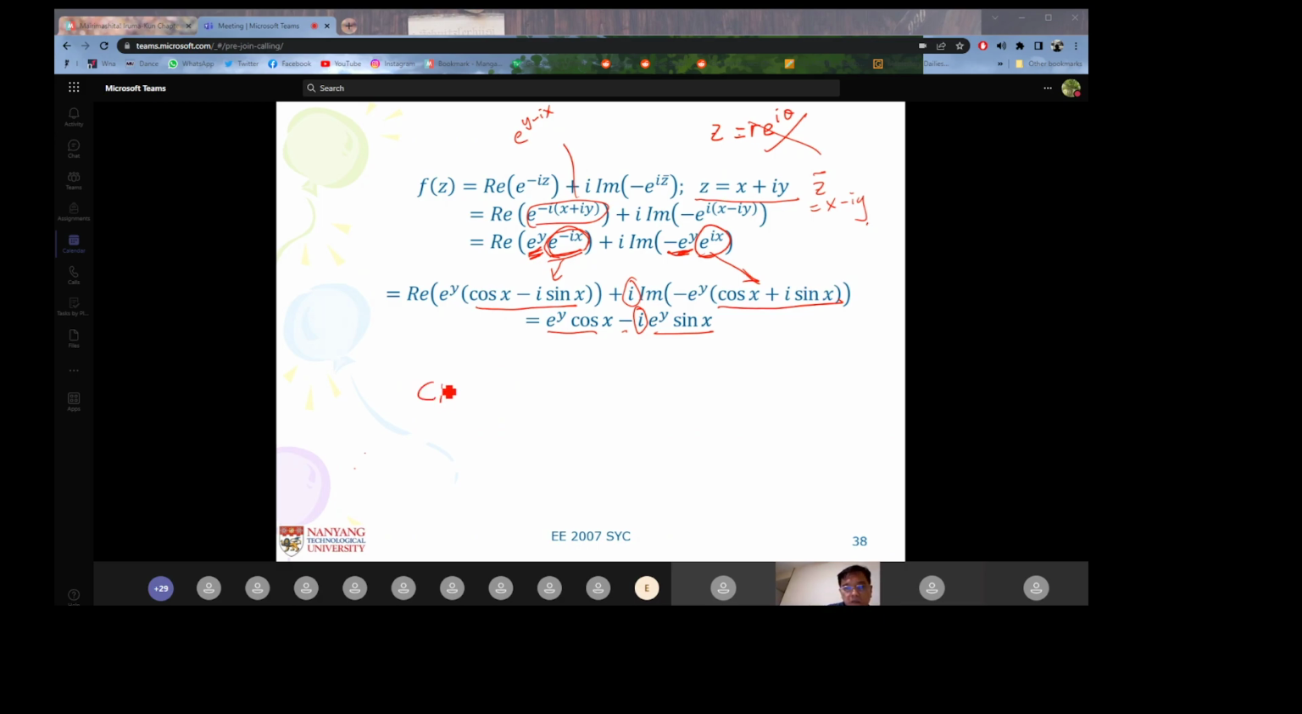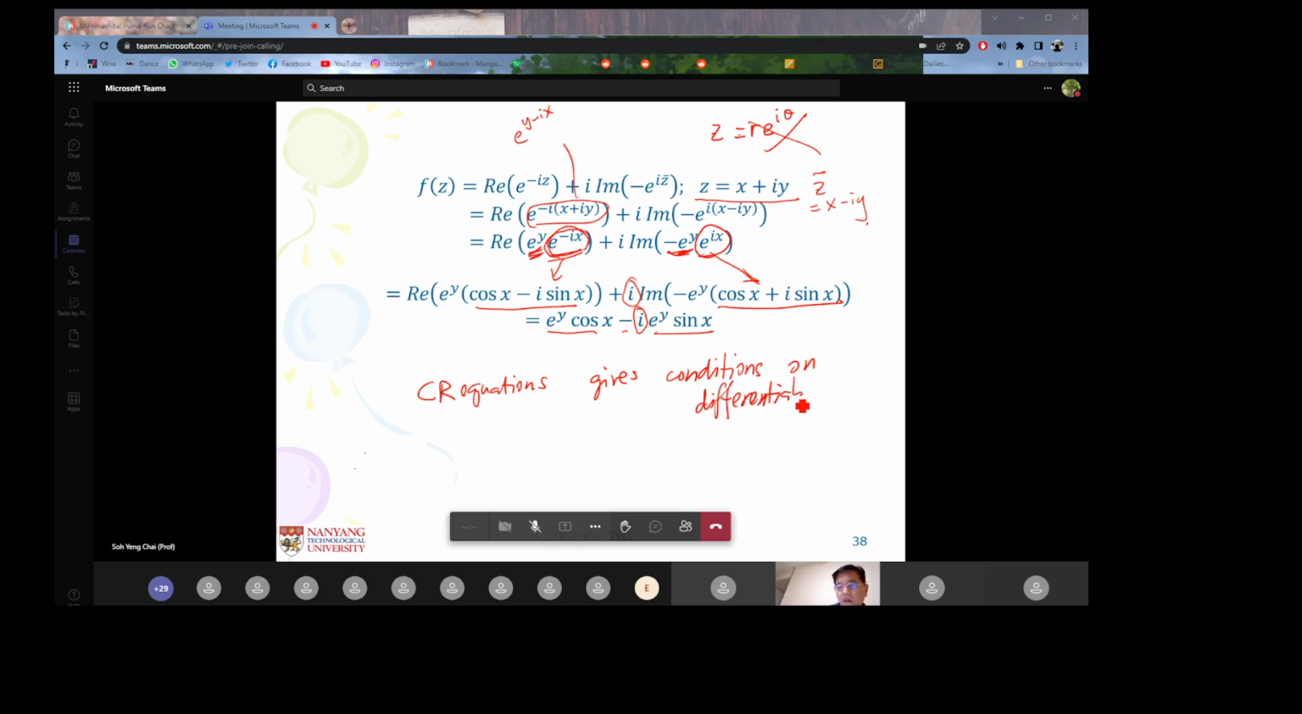CR equations give conditions on differentiability of the complex function. It has nothing to do with analyticity yet. So CR equations give conditions on differentiability of the complex function.